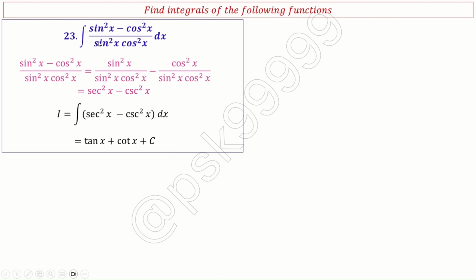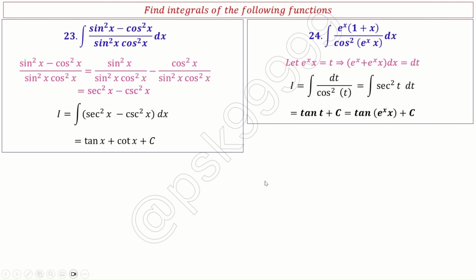Sin square x minus cos square x by sin square x into cos square x, which I will expand into separate fractions and then solve. I'll get secant square x minus cosecant square x, which is nothing but tan x plus cot x plus constant.